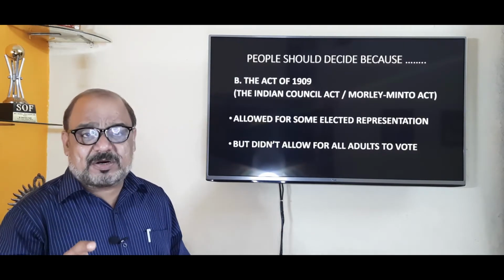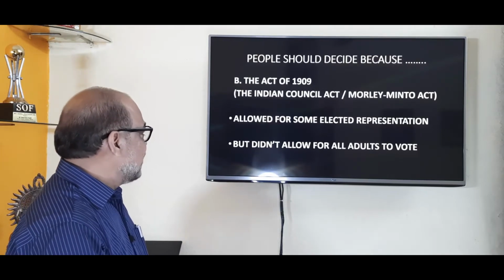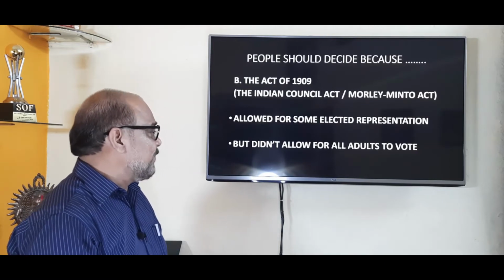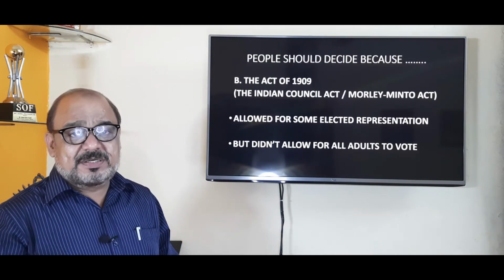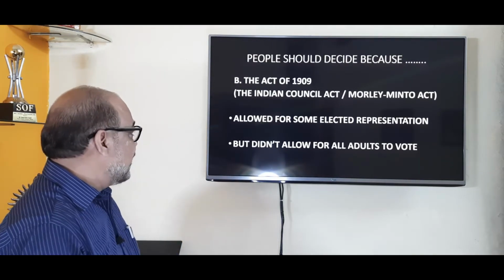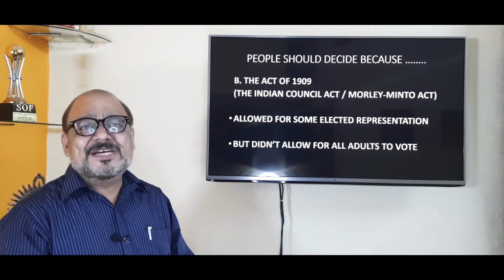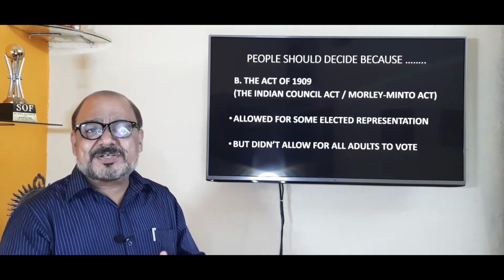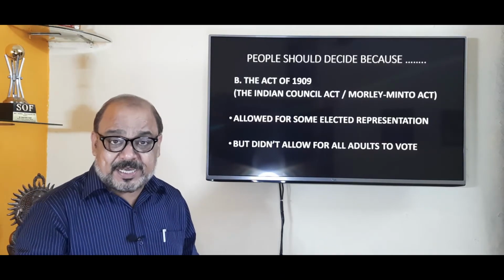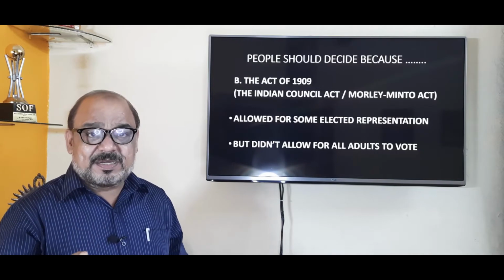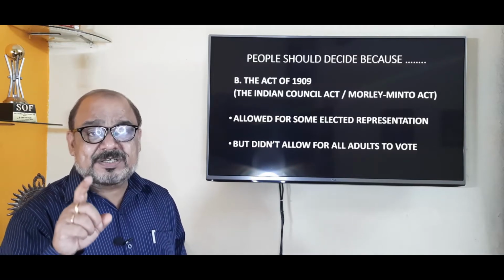People should decide because point number B. Point number B is the Act of 1909, the Indian Council Act or Morley-Minto Reforms Act. This act did two things. Number one, it allowed for some elected representation by the Indians, Indian representation in the assemblies. Under this act only, for the first time, an Indian member was included in the Viceroy's Council, and that Indian member was Satyendra Prasanna Sinha.